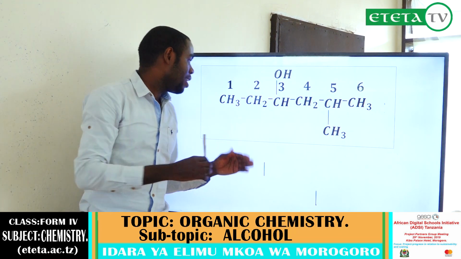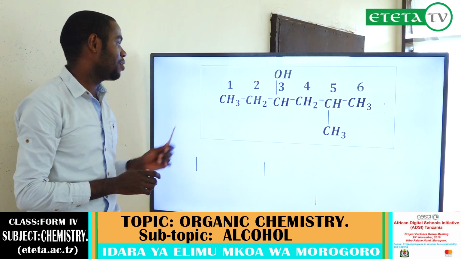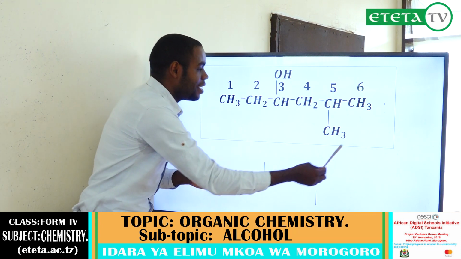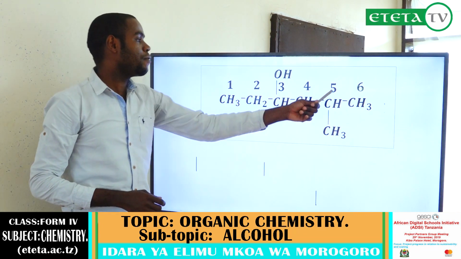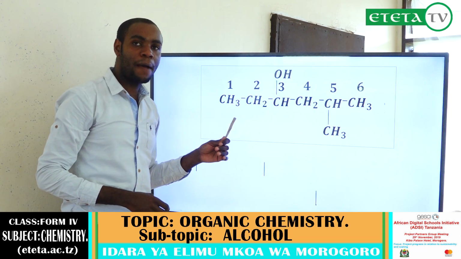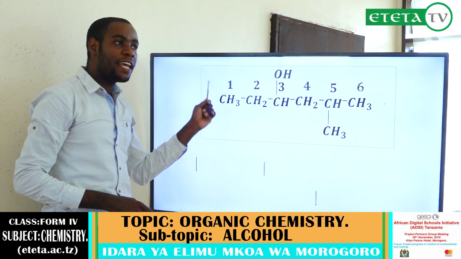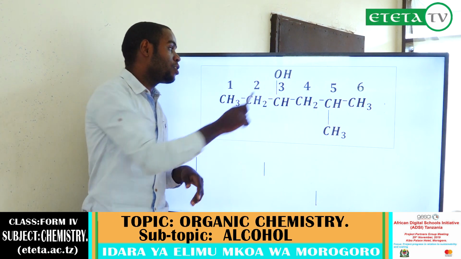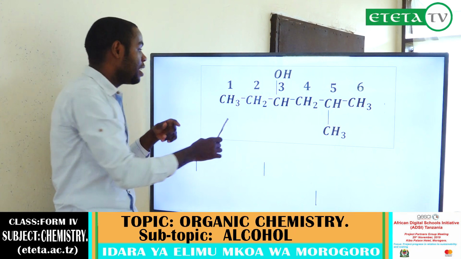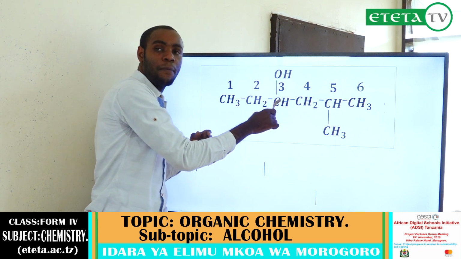So for that case, it will be 1, 2, 3, 4, 5, 6. This is the longest chain. And the CH3 here is on the 5th carbon, but for the OH, now it is a matter of numbering. Numbering will start from the end nearest the OH group. The OH group is on this carbon here. Now, if you start from left to right, it will be 1, 2, 3. OH is on the third carbon.